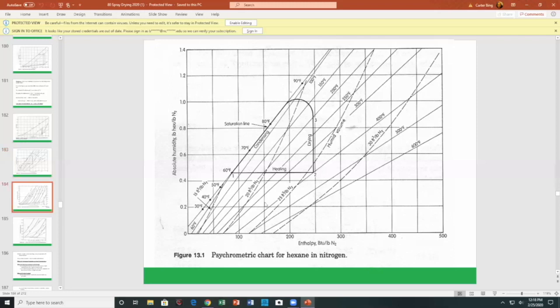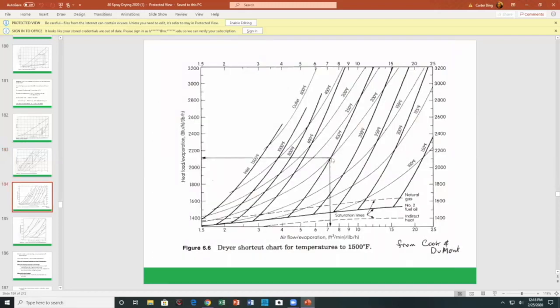Anyway, shortcut, two variables of importance: inlet temperature and exit temperature. Here I have an inlet temperature, heavy line, of 400 and my exit temperature of 200, so I'm sitting right there. I drop down, shortcut chart for air water again. I have the airflow rate versus the evaporation rate. And then over here, I have the heat load versus the evaporation rate.